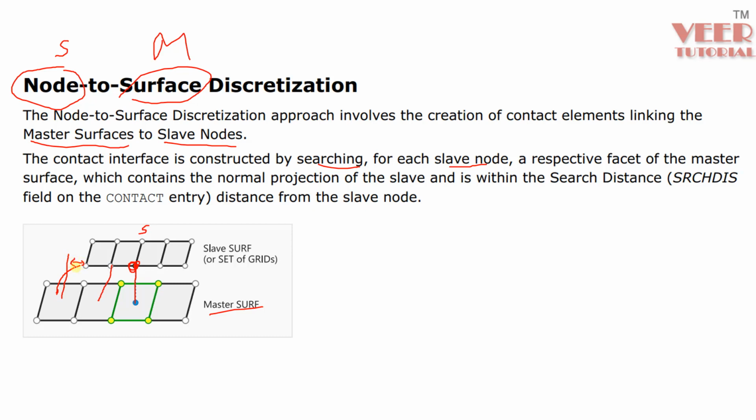So that is why we need to define an adjust value. Adjust value means we need to define up to where it is going to search the node. So this is the node to surface algorithm. To search the distance, you can see it is showing we need to define the search distance value.